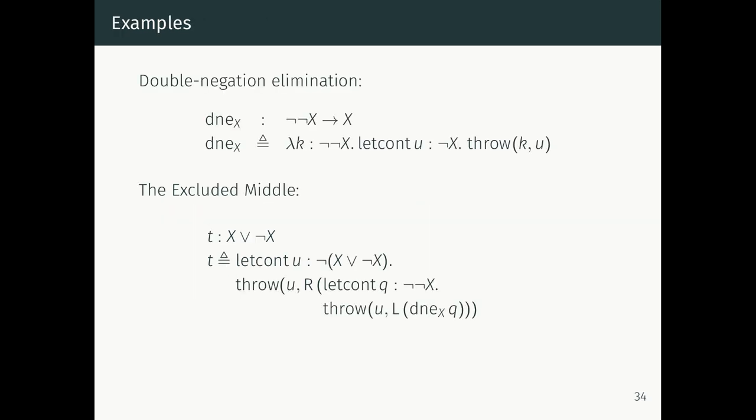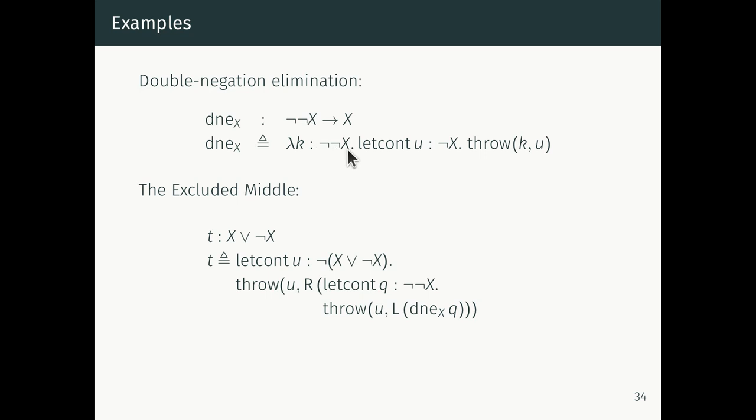And this makes writing all kinds of proof terms much easier, because any kind of ordinary intuitionistic reasoning works just the same, but all the principles of classical reasoning are now expressible in this intuitionistic looking language. So here's double negation elimination. Not not x implies x. And since this is an implication, we write it as a lambda abstraction. So we assume we get a k that has the type not not x.